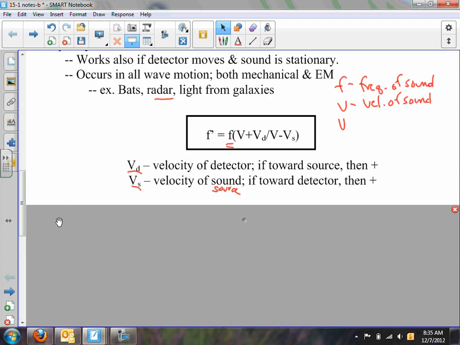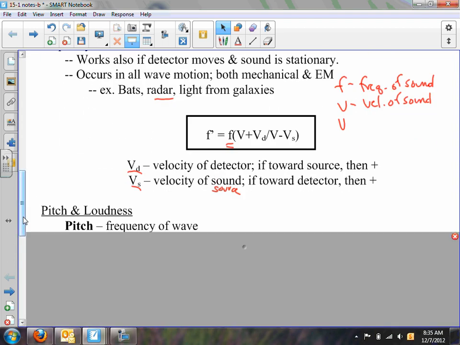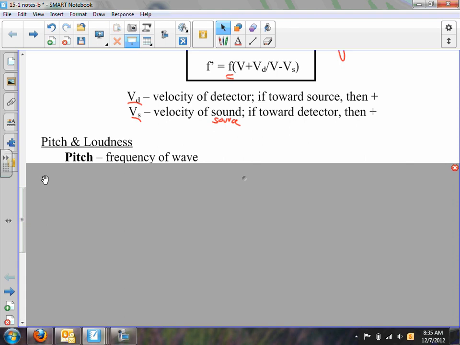So, pitch and loudness. A lot of you are in music. You understand pitch and loudness. The pitch is actually the frequency of the wave. The higher the frequency, the higher the pitch. Middle C versus a high C. High C has a higher pitch, therefore higher frequency.